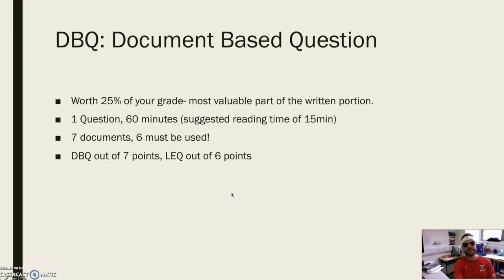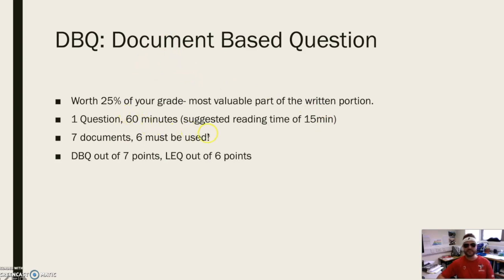All right, so the DBQ stands for document-based question. It is worth 25% of your grade. This is the most valuable part of the written portion and arguably one of the easier parts because they give you all the documents. It's one question, and you have 60 minutes to complete it with a suggested reading time of 15 minutes. So they're going to give you 7 documents, and you've got 15 minutes to read through the documents and the question, formulate your arguments, and then they suggest 45 minutes to write.